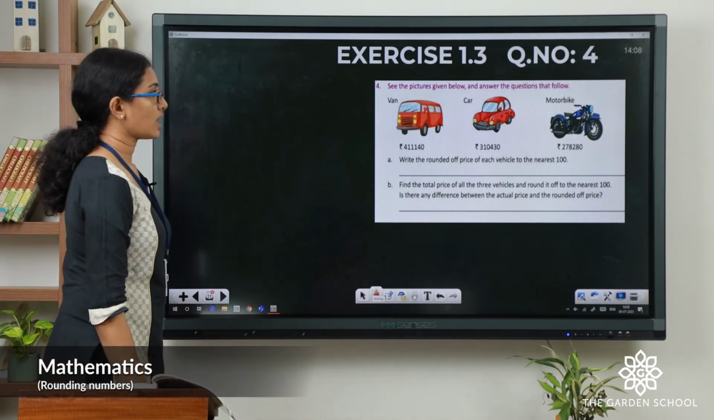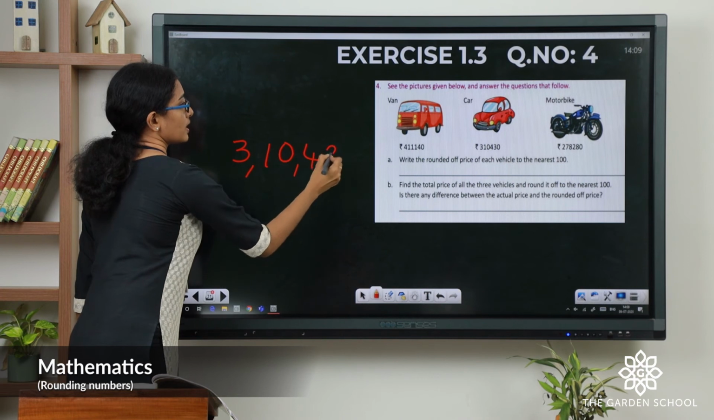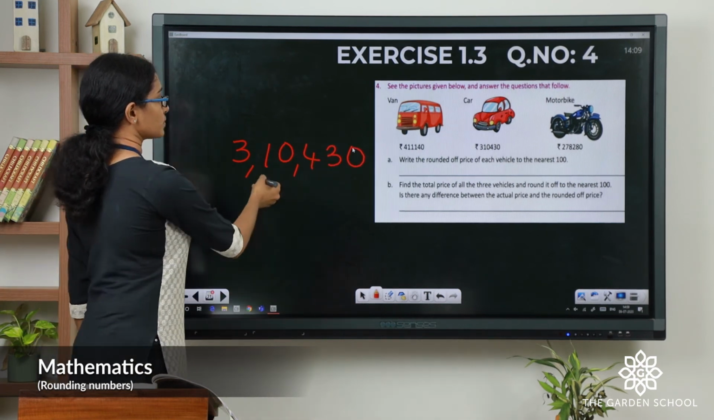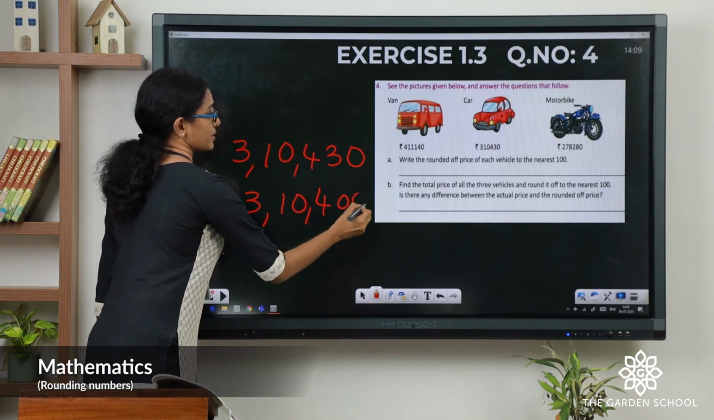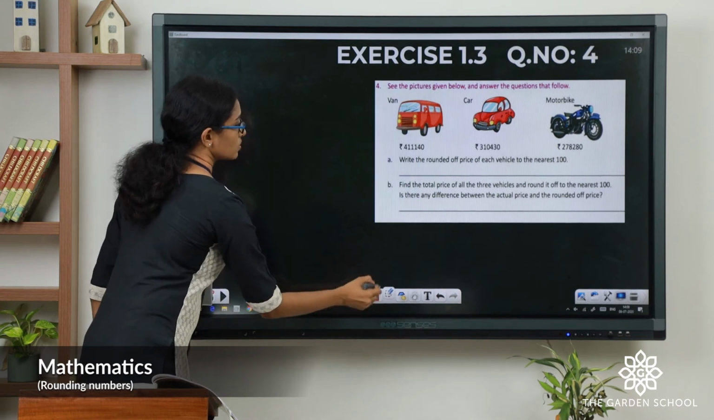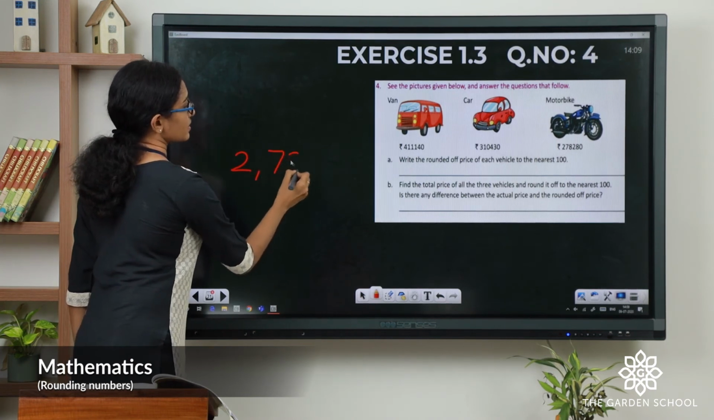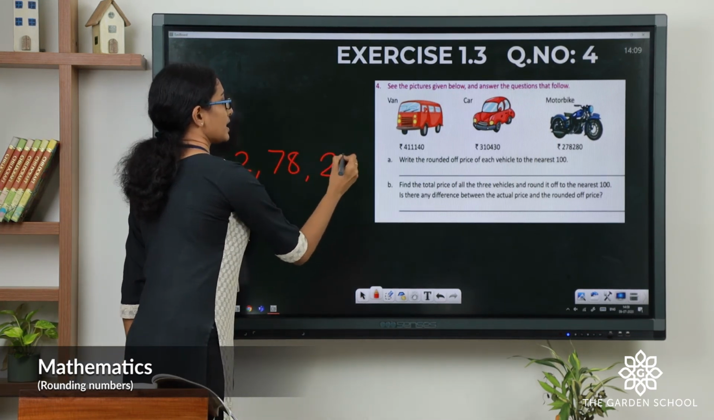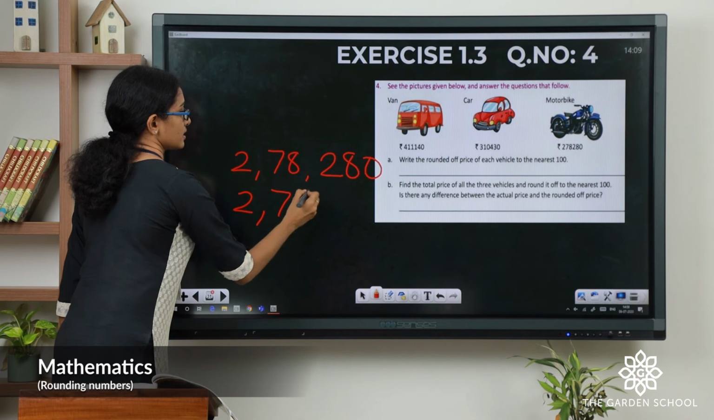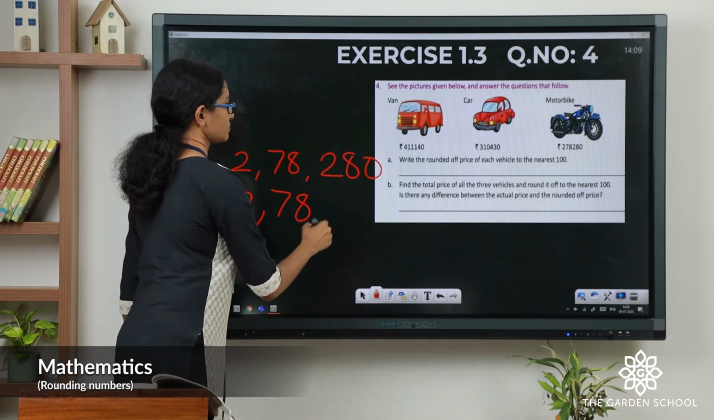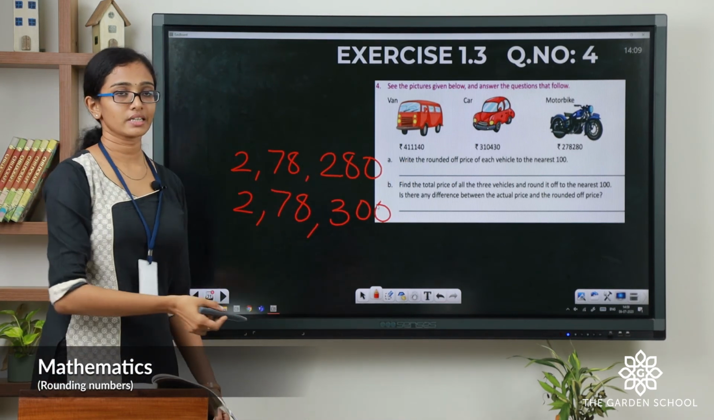So what about the price of car? The actual value is 3,10,430. Rounding up to the nearest 100 will give you 3,10,400. Now, the third vehicle, the motorbike, the actual value is 2,78,280. Rounding off will give you 2,78,300. So, I hope your answers are correct for part A.